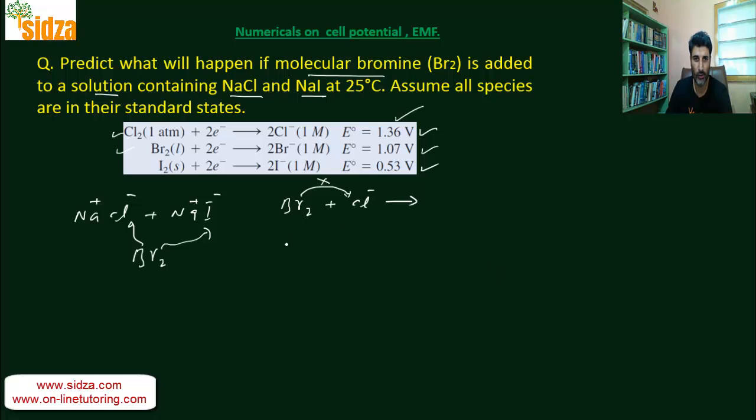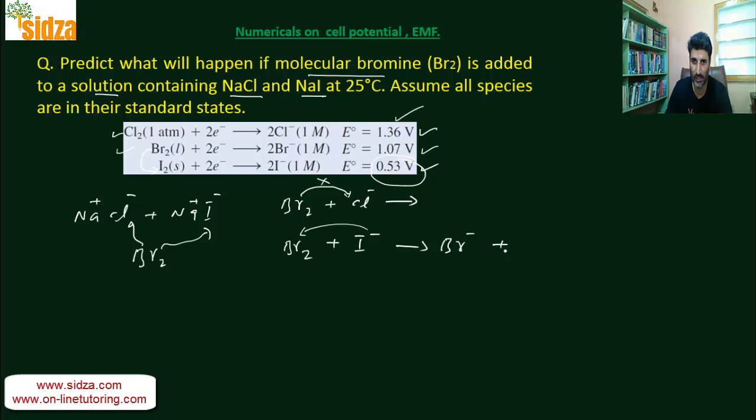But if you look at the reaction between the bromine and the iodide, you see that iodine has a reduction potential of 0.53 only. So bromine has a higher reduction potential than iodine. Which means that bromine can take the electrons from I negative, and now it will form Br negative. It will take the electrons from the iodide because bromine has a higher reduction potential than the iodine.